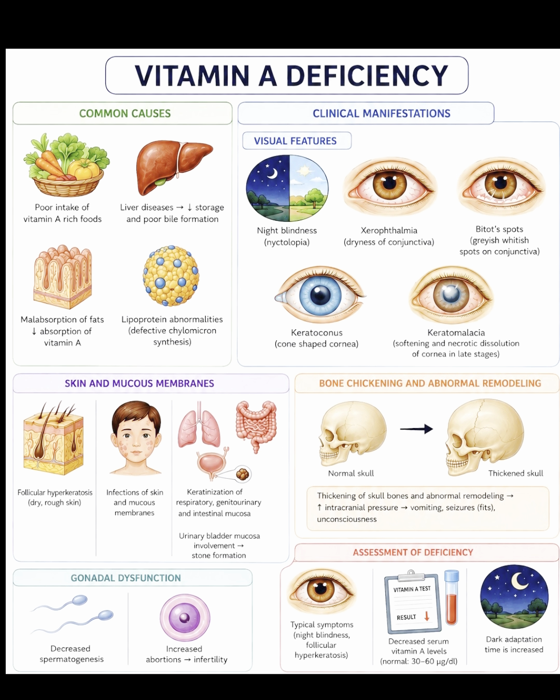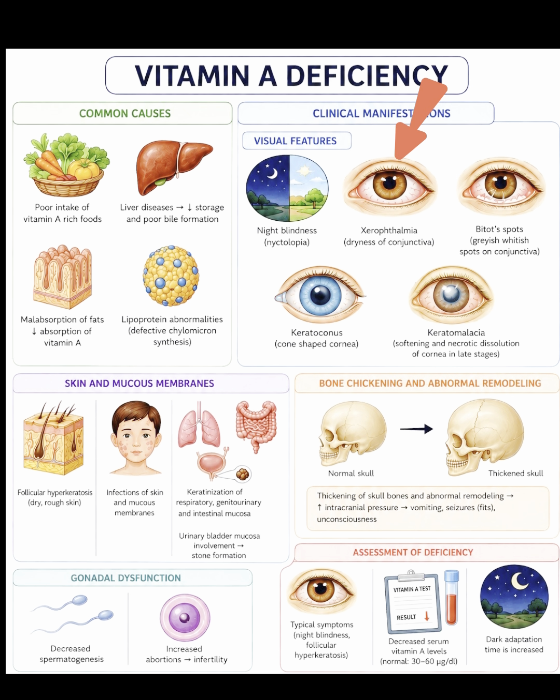So ocular manifestations of vitamin A deficiency. First is night blindness, nyctalopia, or inability to see in dim light. It is the earliest symptom of vitamin A deficiency. It occurs due to impairment of dark adaptation. Next is xerophthalmia. Night blindness, if left untreated, causes dryness of conjunctiva and cornea.